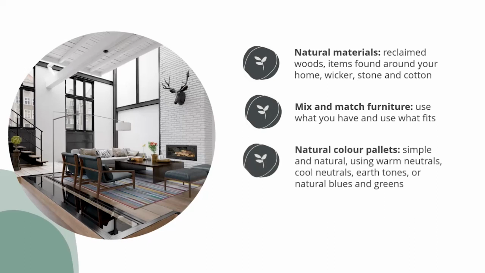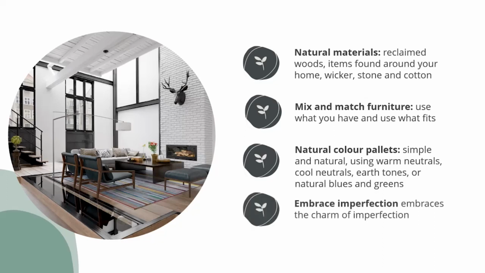Next, this style incorporates natural color palettes. The color scheme is simple and natural, using either warm and neutral or cool colors. You want to bring in earthy tones, natural blues and greens. From here, you want to add in your woods, metals, and accent them to create a rustic, utilitarian look that combines the natural with industrial.